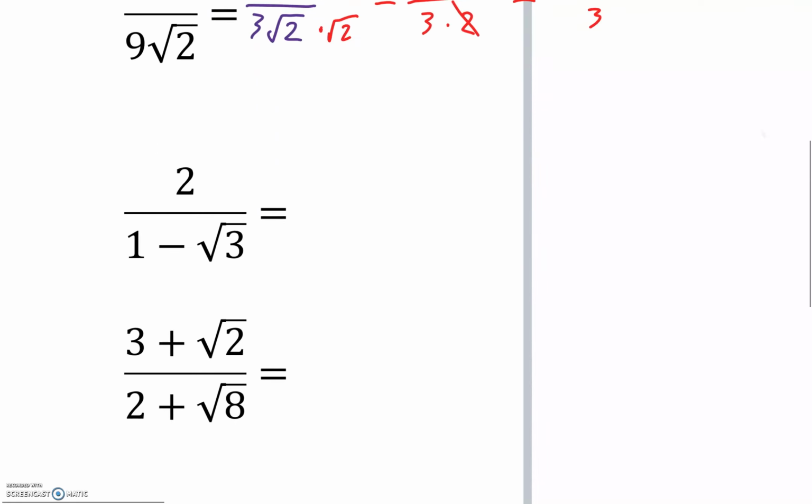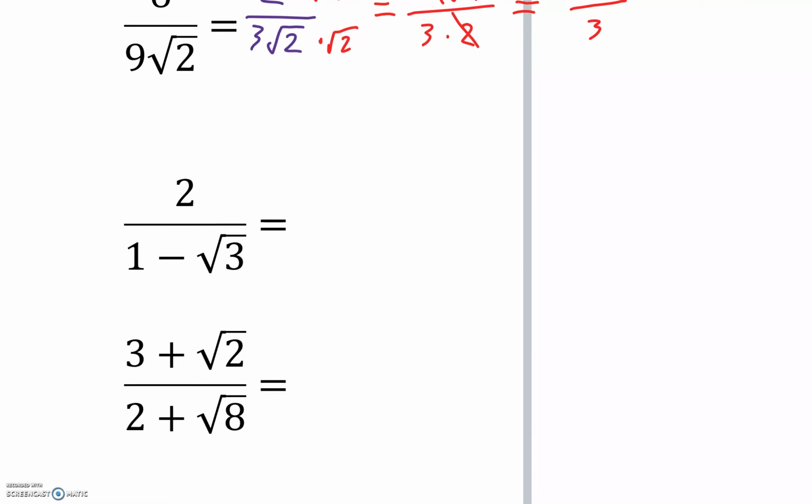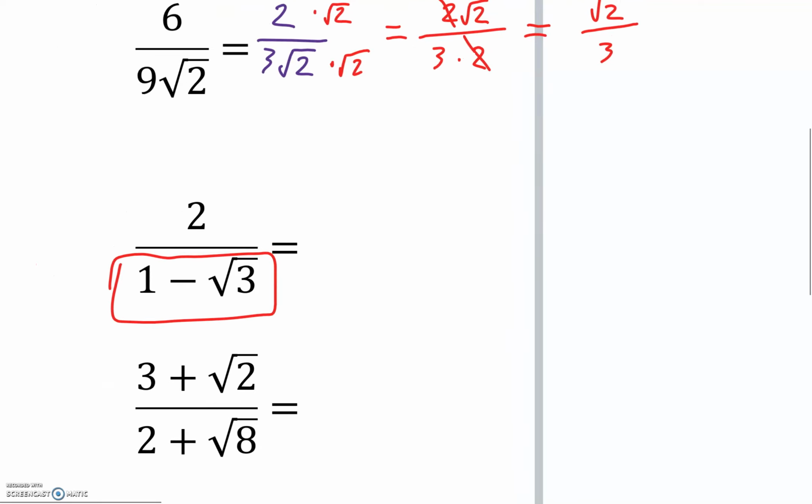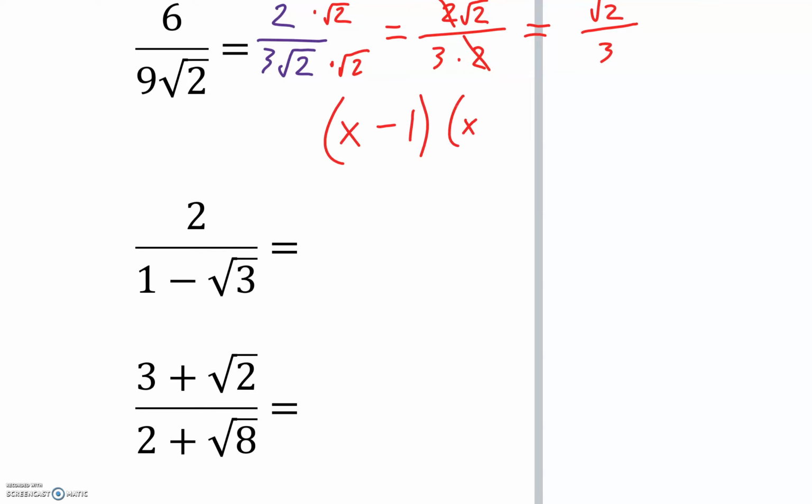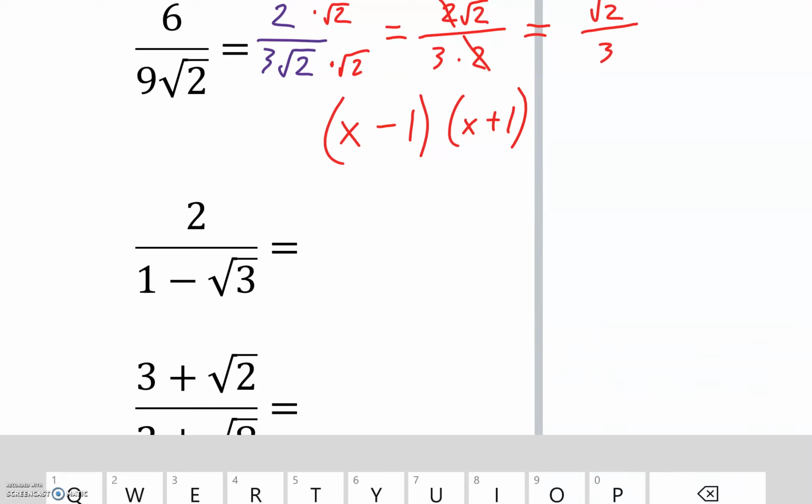All right, let's try some more difficult ones here. Here we have a denominator, but it's not just simply the radical, it also has more than one term. And so what we're going to have to use is kind of like our difference of squares when we're talking about algebra. So if we have x minus 1 times x plus 1, what happens is the middle term actually disappears. So I'm going to show this to you guys right now.